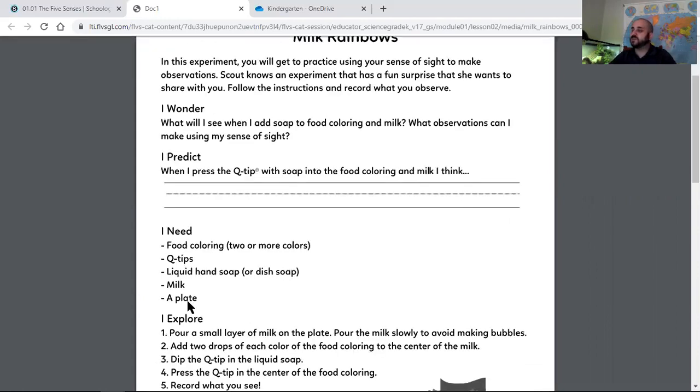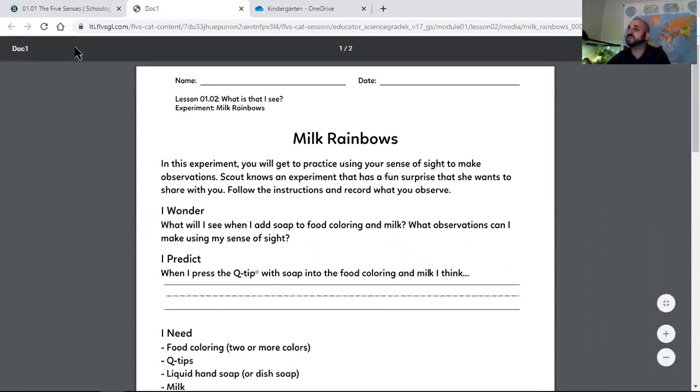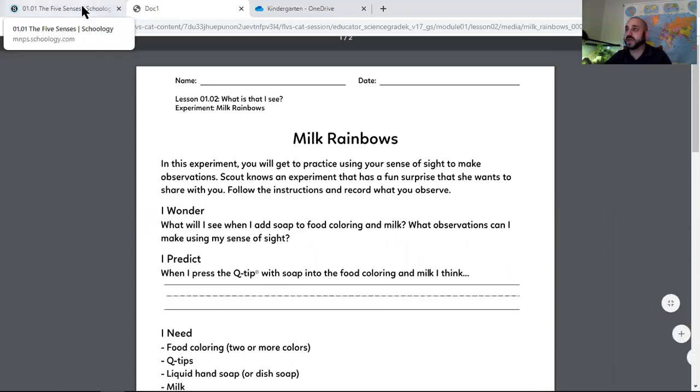So it looks like you're going to need a few things for this. I might make a video of this experiment to post for you in the folder, and you can look at it.